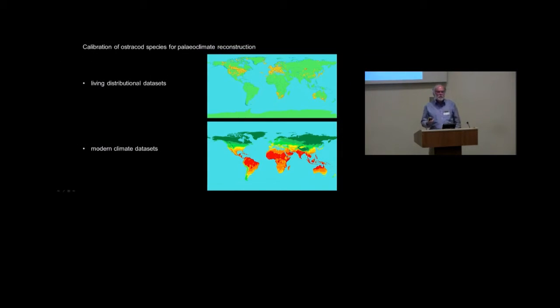So there are two particular things that we need, two essentials for calibrating the living distributions of ostracod species for such paleoclimate reconstructions. One is the database of living distribution, so the upper diagram, which is showing you various databases around the world, which I'll say more about in a little while. And we also need modern climate data sets against which we can calibrate those distributions, because we're not so interested in their distribution in geographical space, we're interested in their distribution in climate space.